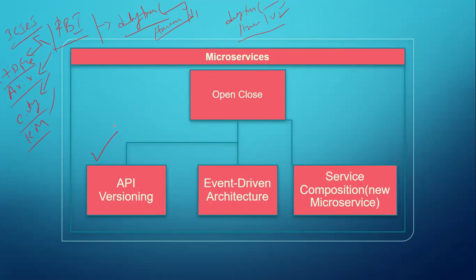You can provide it via APIs, or via event-driven architecture. Maybe you can use message queues, where you post your data, and via those new events consumers should be able to consume it. I don't want to go in depth, but this is one more way to achieve it. Service composition means this: while creating microservices, you can have the old service and the new service as well.